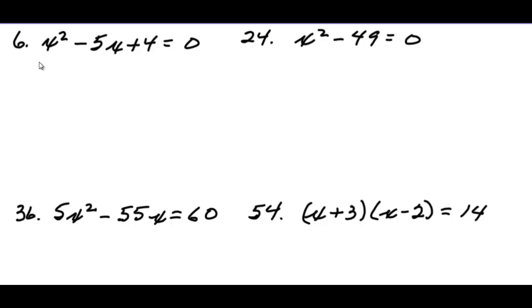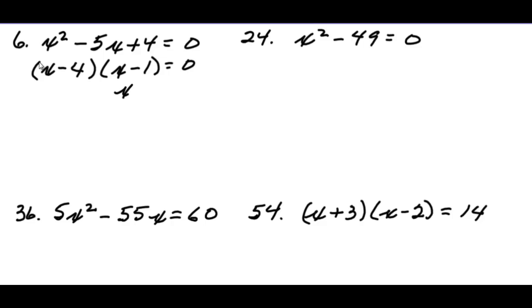In the first case, number 6, we have a fairly simple equation here involving the trinomial x squared minus 5x plus 4. And what we want to know is what two numbers when multiplied together give me positive 4, but when combined give me a negative 5. And those are x minus 4 times x minus 1.